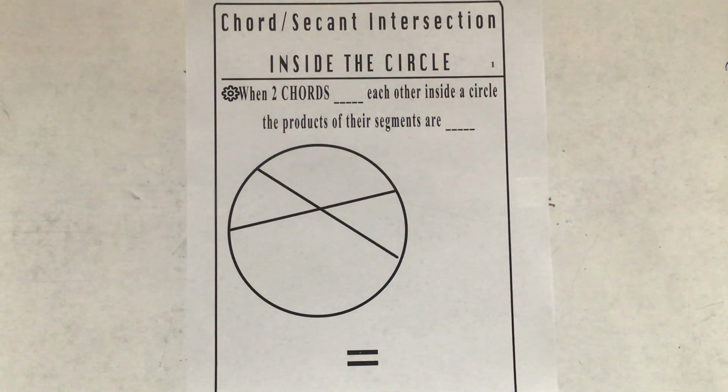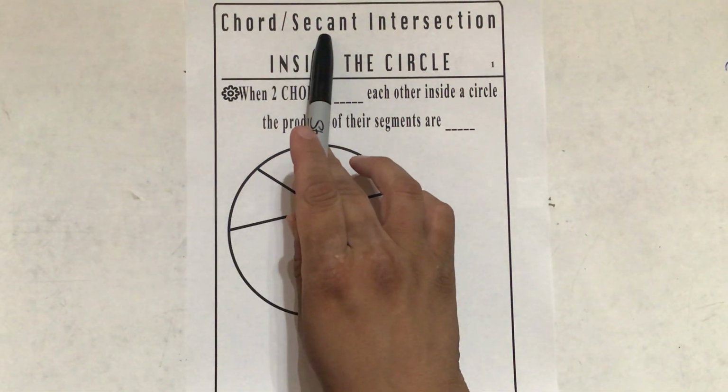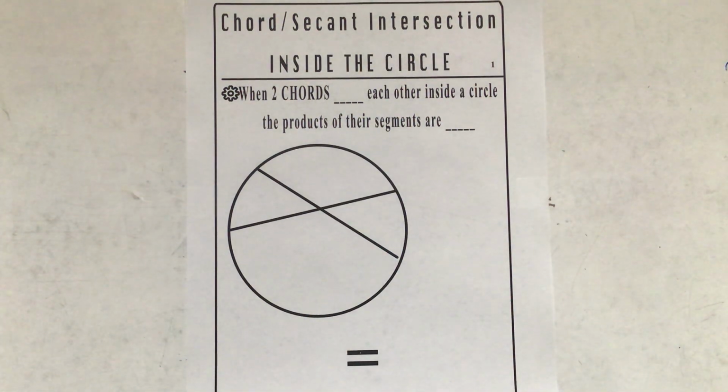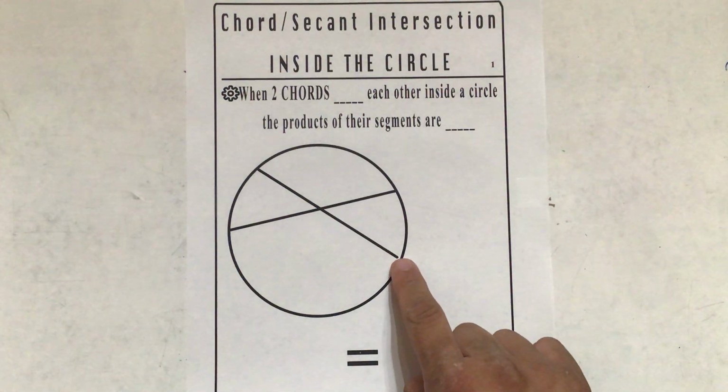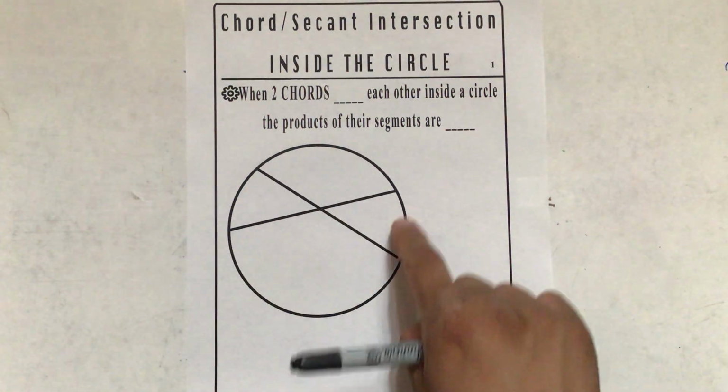All right, so today's lesson is about chord secant intersection. So a chord is when a line goes from one point to another point inside the circle.